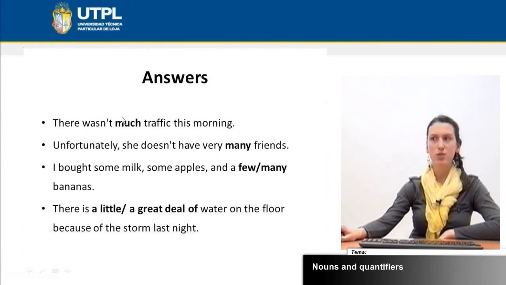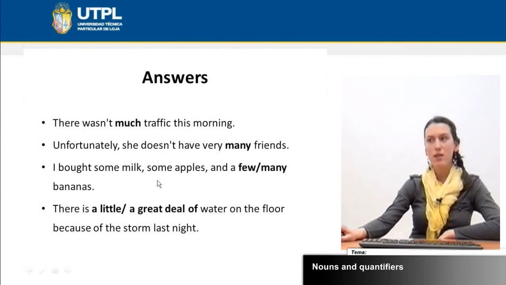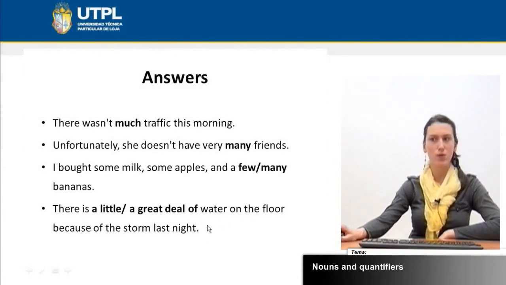There wasn't much traffic this morning. Traffic is uncountable. Unfortunately, she doesn't have very many friends. Many is here for the friends, which is countable, and it is a negative statement. I bought some milk, some apples, and few or many bananas. Bananas is a countable noun. There is a little or a great deal of water on the floor because of the storm last night.